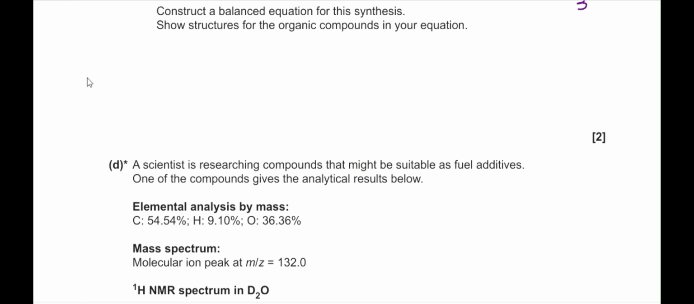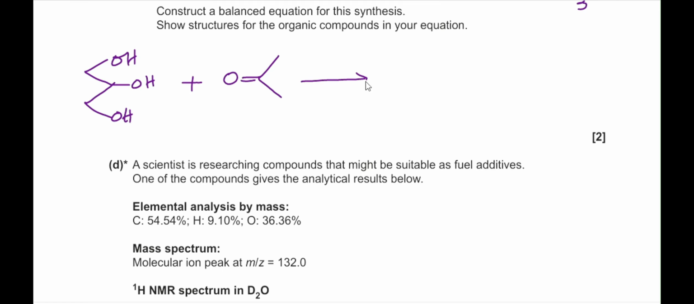So starting with propane 1,2,3 triol means one OH group here, one OH here, and one OH here. This is going to react with the carbonyl compound, which is propanone. Let's write it in this fashion so that it will be easy for us to analyze what happens. In this reaction, both these hydrogen atoms from the 1,2,3 triol react with this oxygen to move as a water molecule. So let's write one water molecule here.